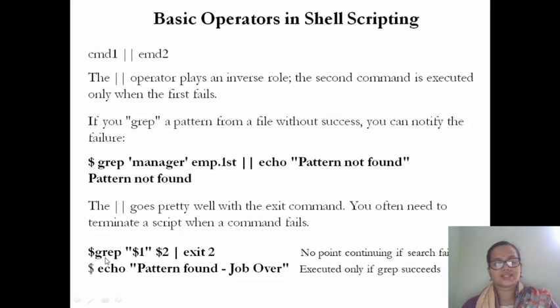Coming on to the next instance, that is grep $1 $2 with the pipe, or exit 2. So no point in continuing if the search fails. Over here, if the search fails, there is no point in continuing, so it is better to move to the next. Next is echo pattern found, job over. So this is executed only if the grep succeeds. If this grep succeeds, then only this will get executed.